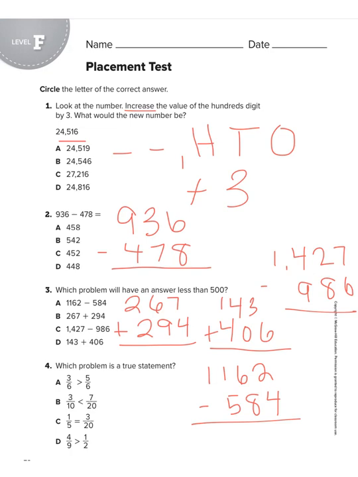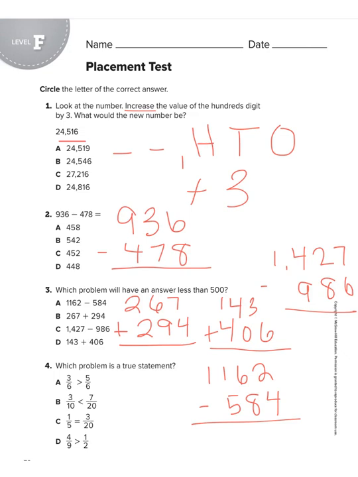Number 1 says, look at the number. Increase the value of the hundreds digit by 3. What would the new number be? So we have 24,516. Here I just wrote out my ones, my tens, my hundreds. So find that number that's in the hundreds spot out of 24,516. Whatever that number is in this place value right here, you're going to add 3 to it. After I add 3 to that number, just in the hundreds column, what would my new number be?